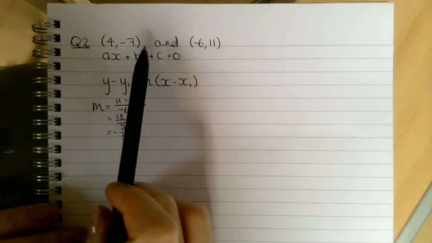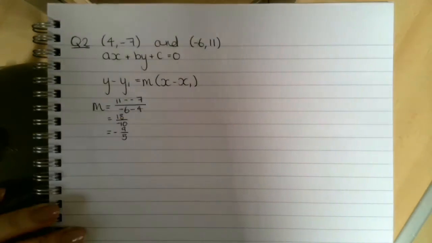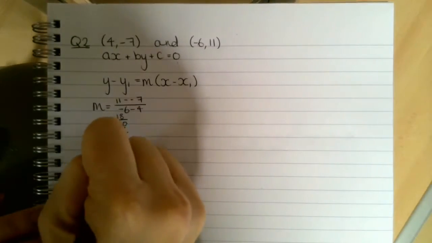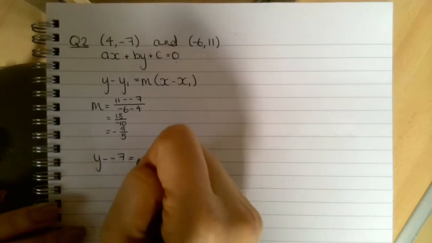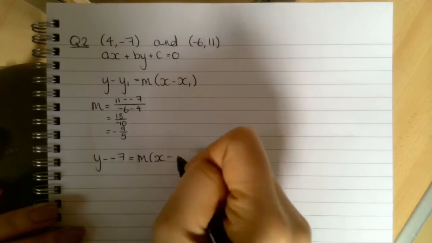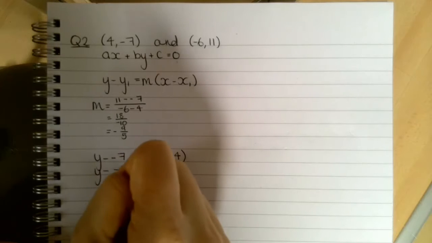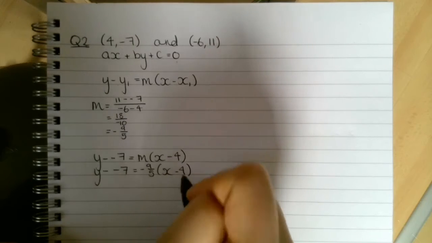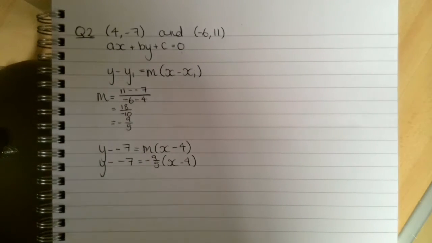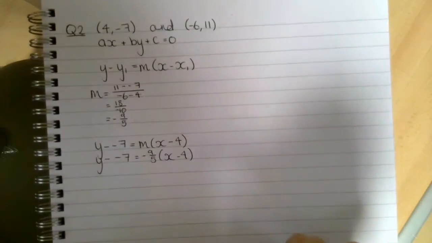So we're going to substitute in one of our coordinates as x1, y1 into this equation. I'm going to just choose the first one. So y minus negative 7 is equal to m times x subtract 4, where we've just found our value of m, that is negative 9 over 5. I'm going to multiply everything by 5 because I want to get rid of my fractions, because I want a, b and c to be integers.